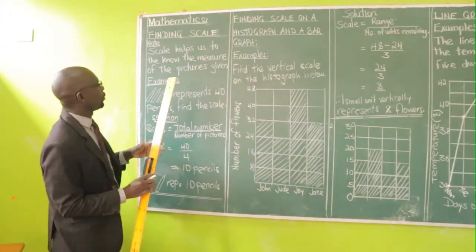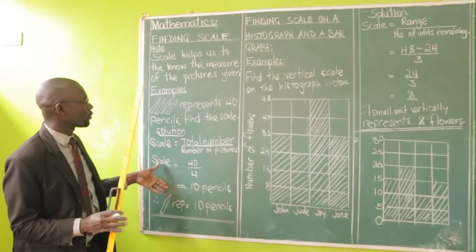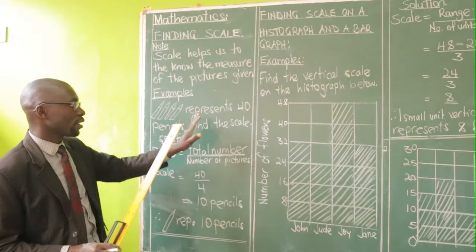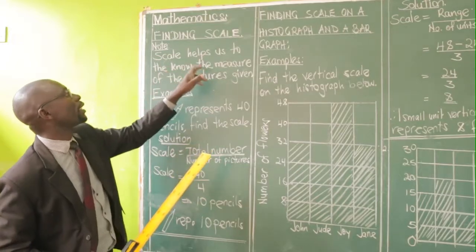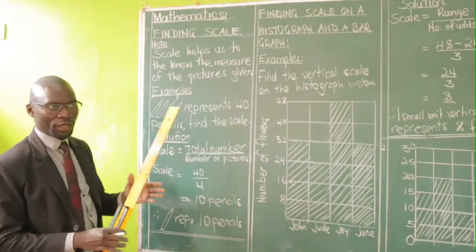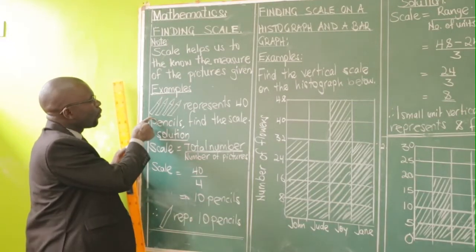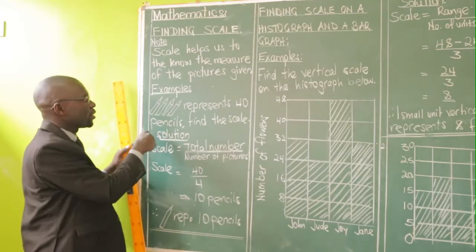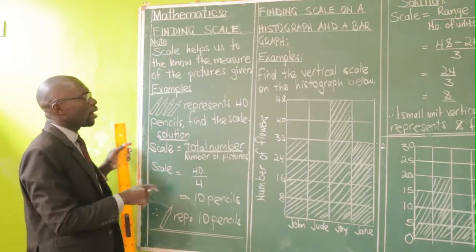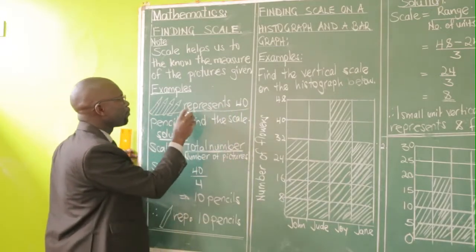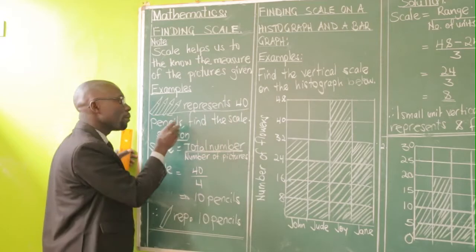Finding scale. We're now going to see how we can find scale on pictographs, or when we've been given pictures, and then we see how we can go about it. So note, scale helps us to know the measure of the pictures given, how many items are in each picture, or how many items each picture is representing. For example, here we have pictures of pencils, and there are only 4 pictures. But according to this, these 4 pictures are representing 40 pencils.